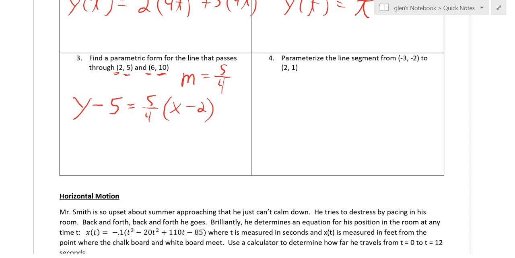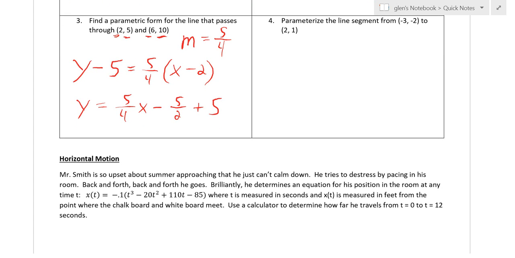Now, I know we're used to looking at this in y equals form, so we can solve this for y. Check this out. You get y equals 5/4 x minus 5/2 plus 5 with a little bit of algebra. Are there any questions on that? I distributed the 5/4 and I added 5. And then we can add fractions up. So minus 5/2 plus 5. Keep in mind, 5 is really 10/2. So negative 5/2 plus 10/2 is 5/2. So that's slope-intercept form. If you got that, excellent work.